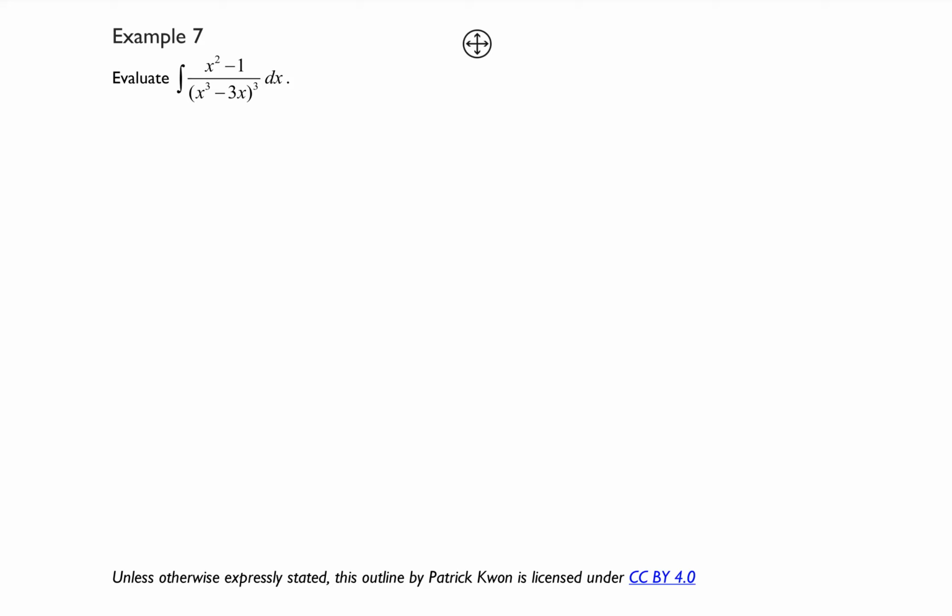Now, if you're asking yourself which one should I make u, you want to make it the one that has the higher power inside the parentheses, because if you make u equal x cubed minus 3x, when you take the derivative of that, it's going to give you x squared as the higher power. So this will be 3x squared minus 3 like that, and that will be dx.